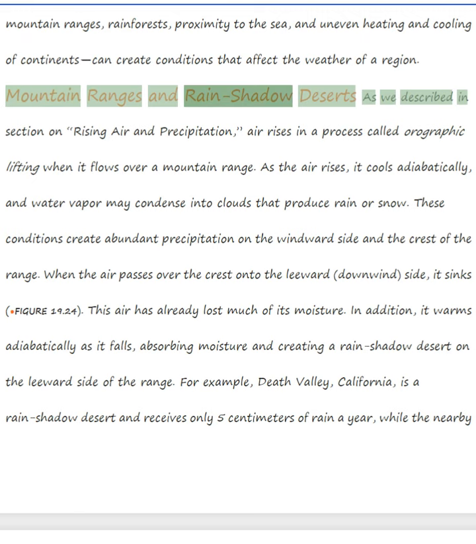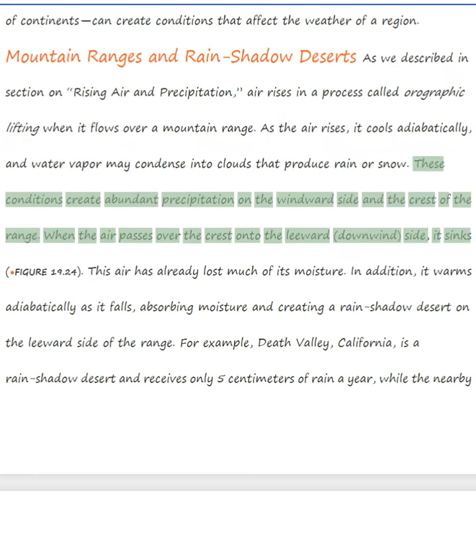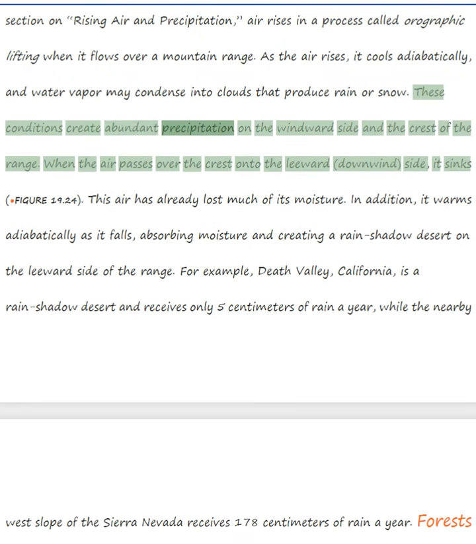Mountain ranges and rain shadow deserts. As we described in the section on rising air and precipitation, air rises in a process called orographic lifting when it flows over a mountain range. As the air rises, it cools adiabatically, and water vapor may condense into clouds that produce rain or snow. These conditions create abundant precipitation on the windward side and the crest of the range.